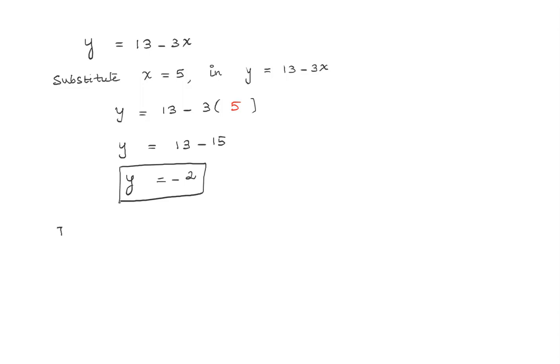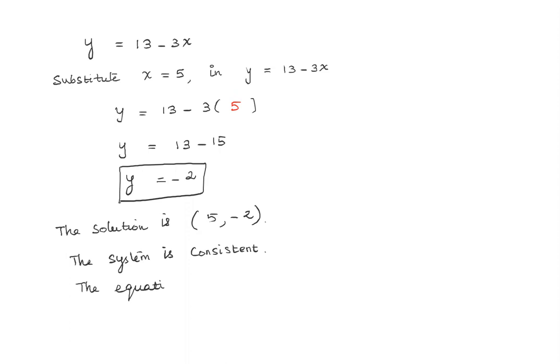So the solution is (5, -2). Since there is at least one solution, the system is consistent. And the equations are independent because they are different equations. Only if both are the same, then we get the dependent case.